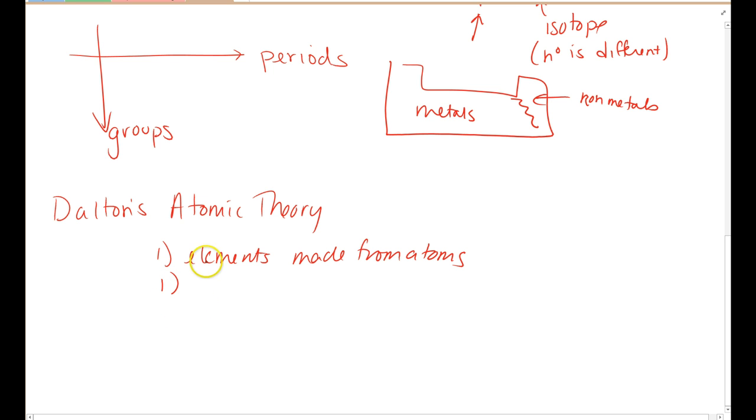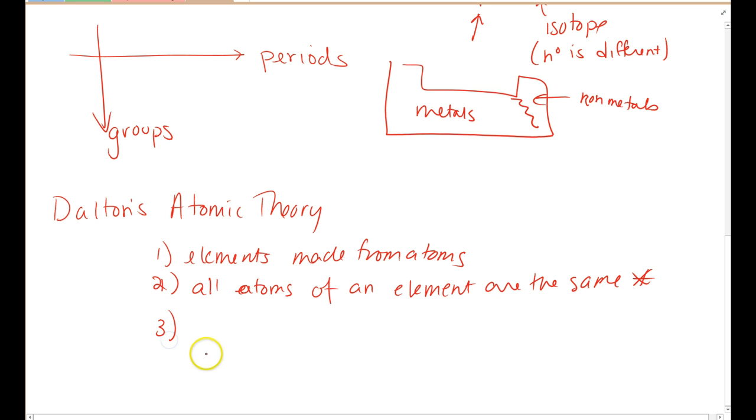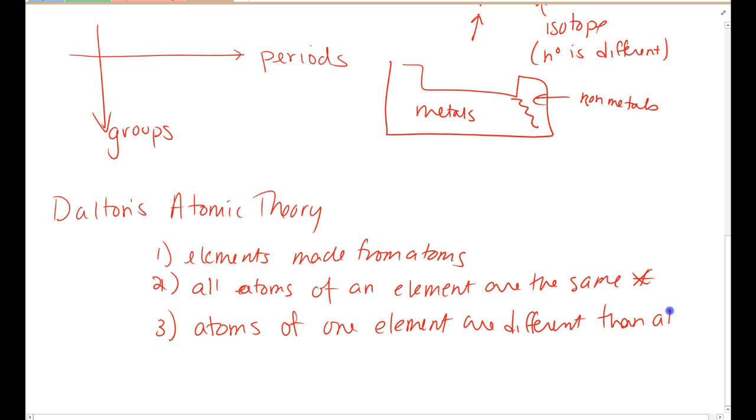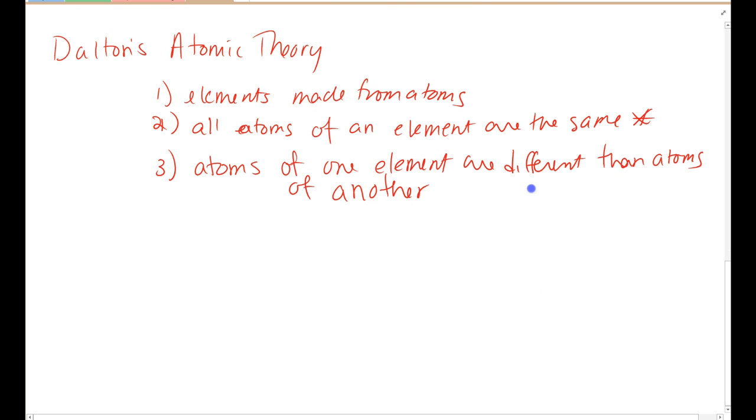The second part says that all atoms of an element are the same. And that's the one where this gets tricky because of the idea of isotopes. The third is that atoms of one element are different than atoms of another. Meaning that something like hydrogen atoms are different than carbon atoms.